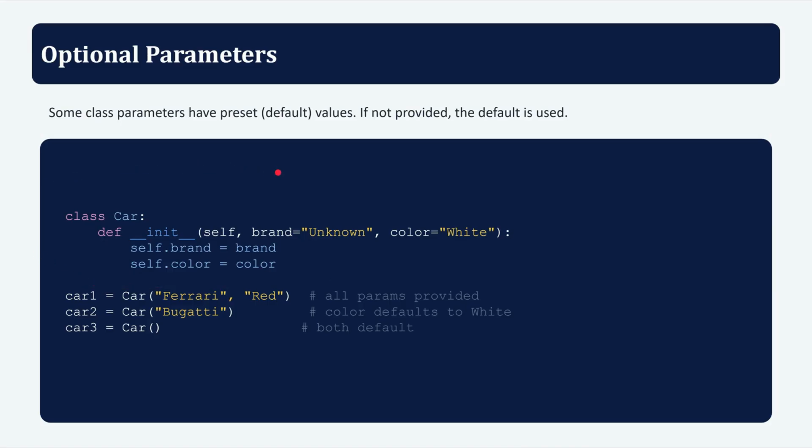Here is an example. Here it defines this as brand unknown and color white, and then it changes them. This creates a default value, which it'll have. So here, it's going to be a red Ferrari, but here, we only know that it's a Bugatti, we don't know anything else, so it's just going to assume that the color is white. Here, it doesn't know the brand or the color, so it just assumes it's an unknown car that's white.